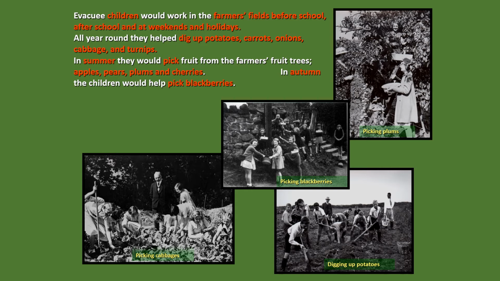All year round, they would help to dig up potatoes, carrots, onions, cabbages, turnips. In the summer, they would pick the fruits from the farmers' trees, the apples, pears, plums and cherries, and I'm sure they stole a few along the way. And in autumn, picking the blackberries. And the reason for this was because food was scarce at the time, because of rationing.